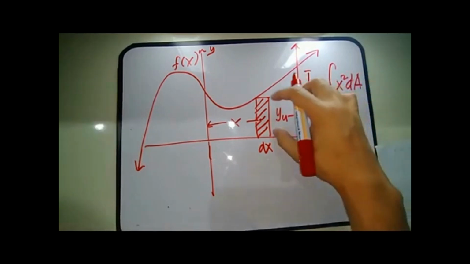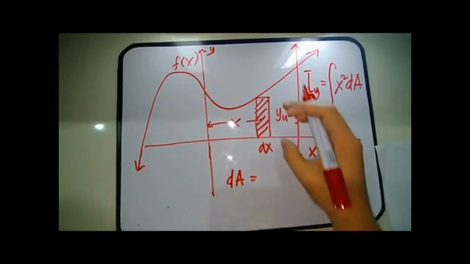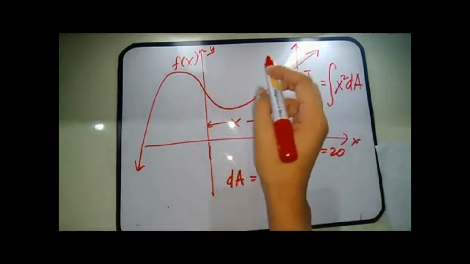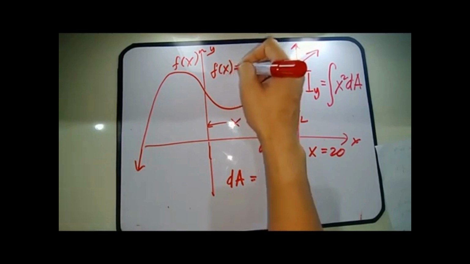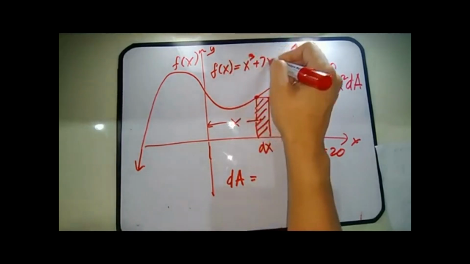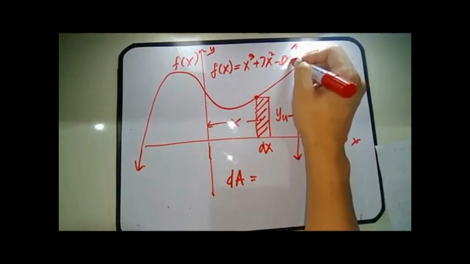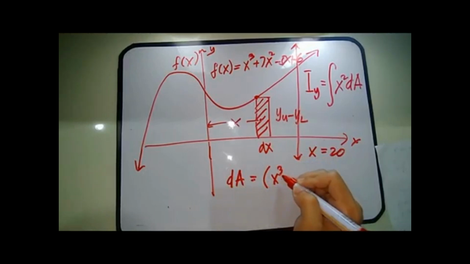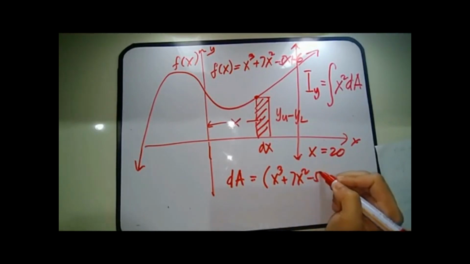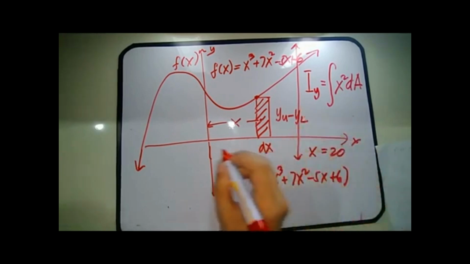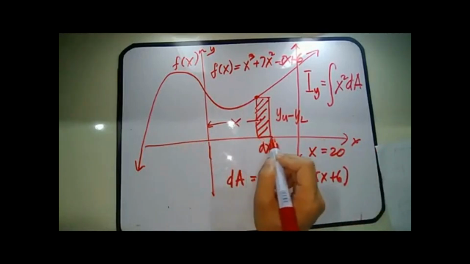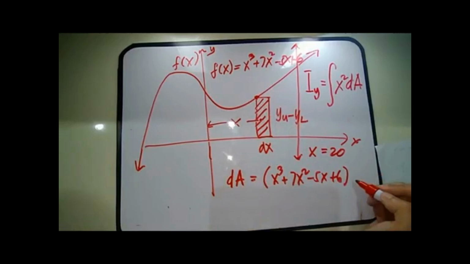Then, yung differential area natin, ito. Differential area is length times width. So, y upper will be the curve f of x. So, yung f of x natin is x cubed plus 7x squared minus 5x plus 6. So, this is y upper, x cubed plus 7x squared minus 5x plus 6. Y lower natin is, of course, y equals 0. So, 0 siya. Ito yung boundary, from y lower to y upper, to thickness differential x. So, substitute lang natin, guys.